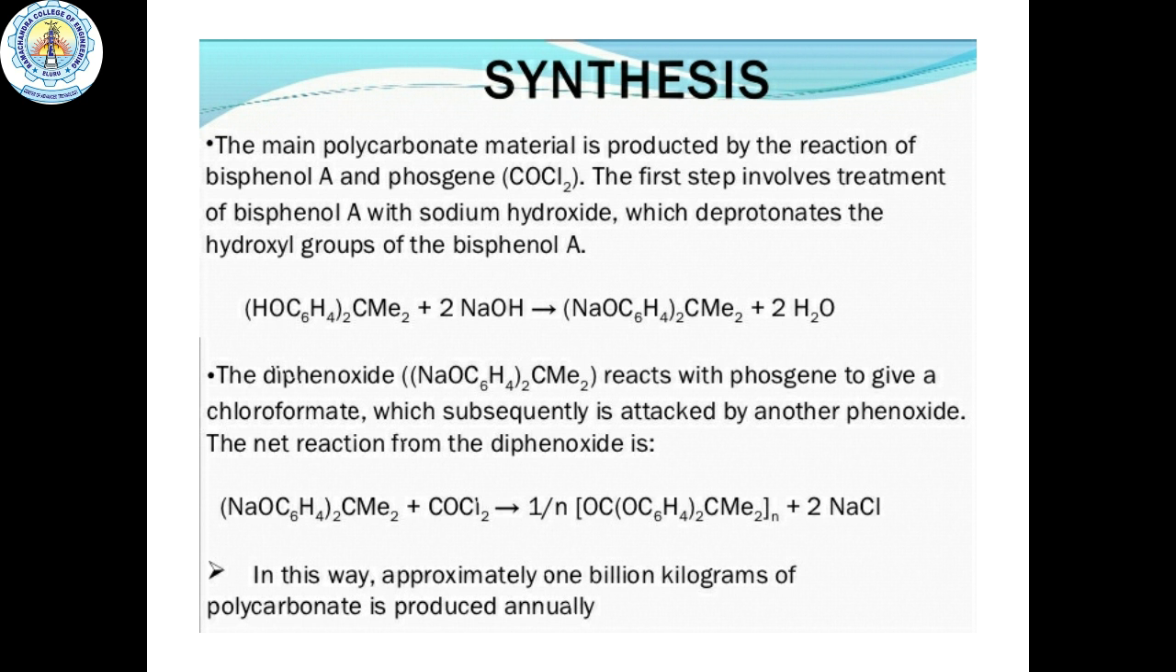Coming to the synthesis of the polycarbonate. The main polycarbonate material is produced by the reaction of bisphenol A and phosgene. Let us discuss stepwise, starting from the first step. The first step involves treatment of bisphenol A with sodium hydroxide, which deprotonates the hydroxyl groups of bisphenol A and gives the diphenoxide. The diphenoxide reacts with phosgene in the second step to give the chloroformate, which subsequently is attacked by another phenoxide. In this way, approximately 1 billion kilograms of polycarbonate is produced annually, and the byproduct is NaCl.